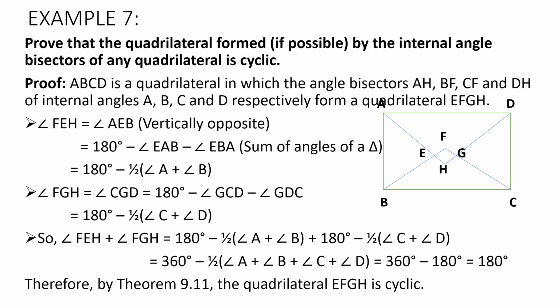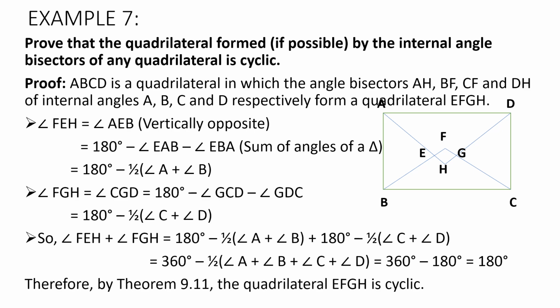What we need to prove is that EFGH is a cyclic quadrilateral. By the previous result, if we can prove that the sum of the opposite angles is 180 degrees, it will be cyclic. So first of all, consider angle FEH. Angle FEH will be equal to angle AEB because they are vertically opposite angles. We know that the sum of the three angles of a triangle is 180 degrees. So angle AEB we can write as 180 degrees minus angle EAB minus angle EBA. But since we have angle bisectors, angle EAB is half of angle A and angle EBA is half of angle B. So angle FEH is 180 degrees minus half of (angle A plus angle B).